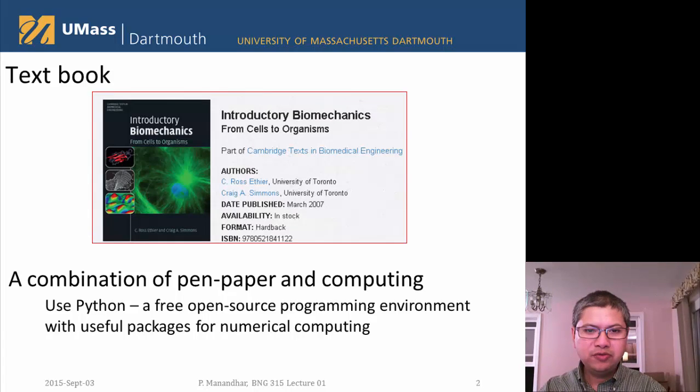A lot of the work that I'll be illustrating or asking you to do will be on pen and paper. So you might be asked to derive equations or describe certain concepts, but I'll also augment it with computing. And I'll be using Python, a free open source programming environment that's useful for scientific computing. And it's becoming quite popular for scientific computing these days.